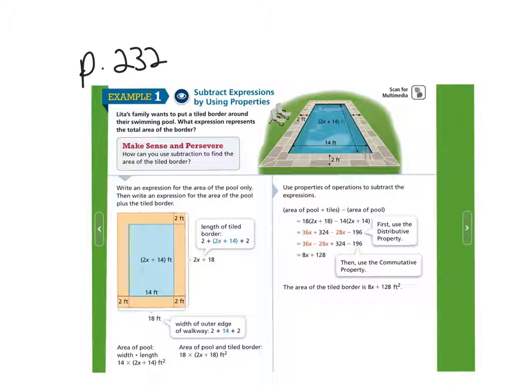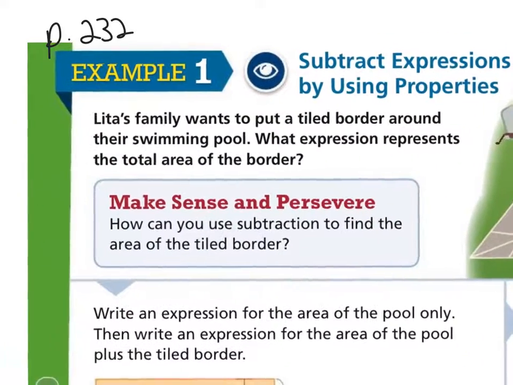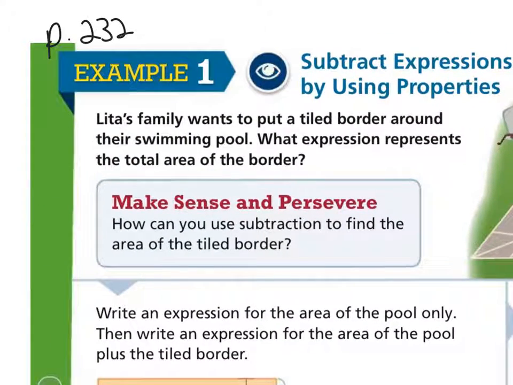Continuing lesson 4.7 on subtracting expressions. If we look at example 1, this one we saved back because there's a little bit more happening than some of the other ones. We have to actually set up an expression. So example 1, Lita's family wants to put a tiled border around their swimming pool. What expression represents the total area of the border?